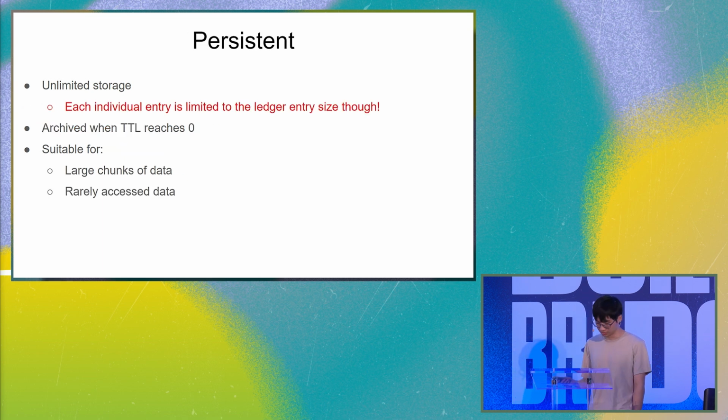Persistent is similar to temporary, except that instead of getting deleted, the state gets archived. And you can extend that TTL whenever you want. Same with temporary and same with instance storage. Each entry is limited to the ledger entry size.